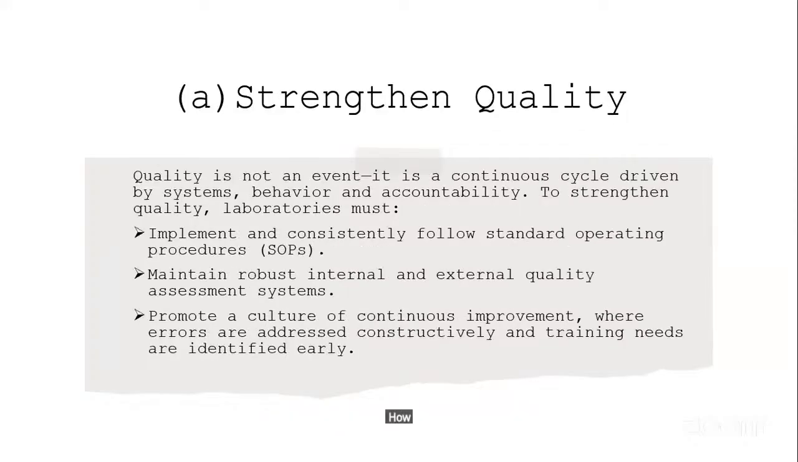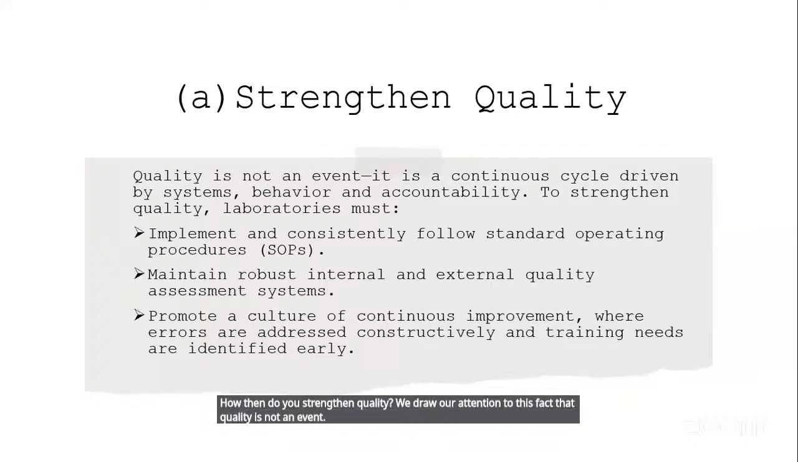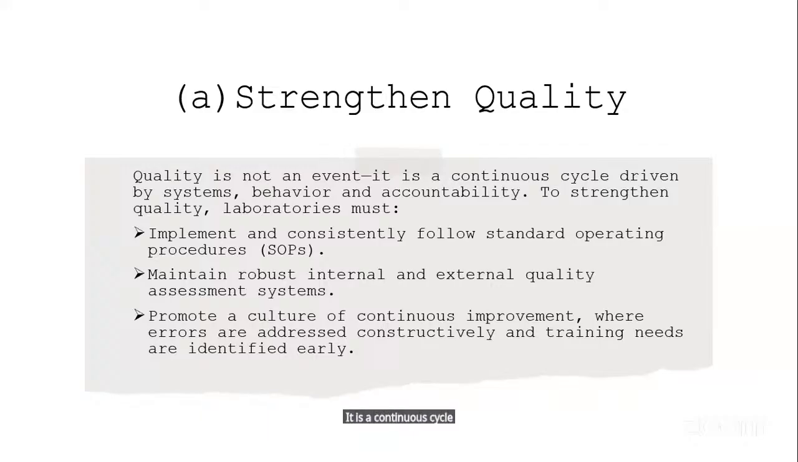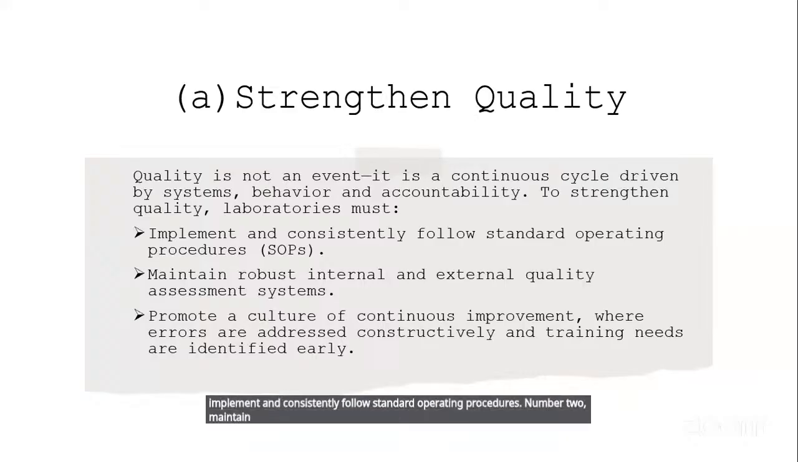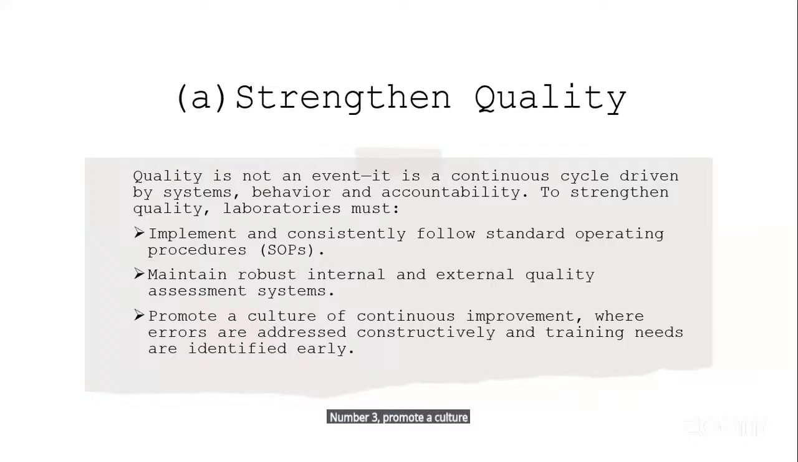How then do you strengthen quality? We draw our attention to this fact that quality is not an event. It is a continuous cycle driven by systems, behavior, and accountability. To strengthen quality, laboratories must, number 1, implement and consistently follow standard operating procedures. Number 2, maintain robust internal and external quality assessment systems. Number 3, promote a culture of continuous improvement.